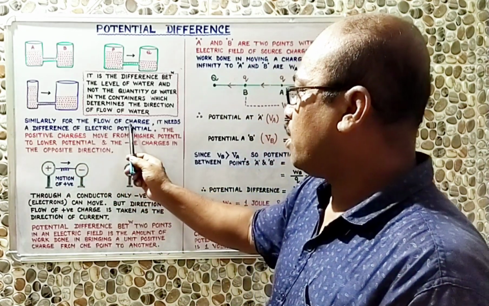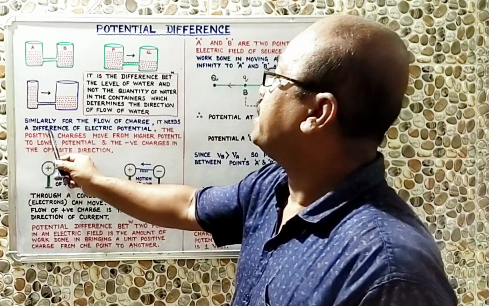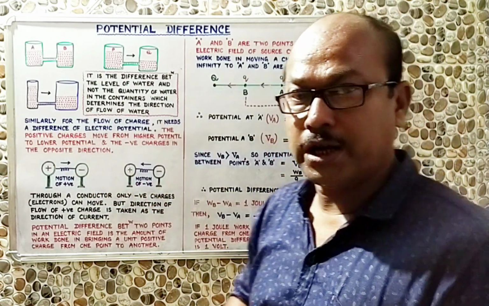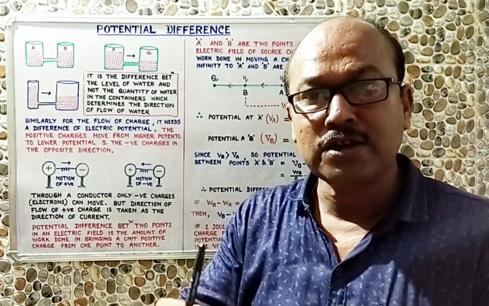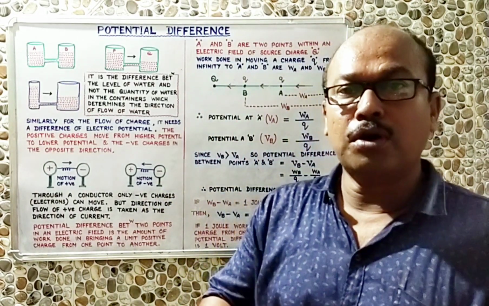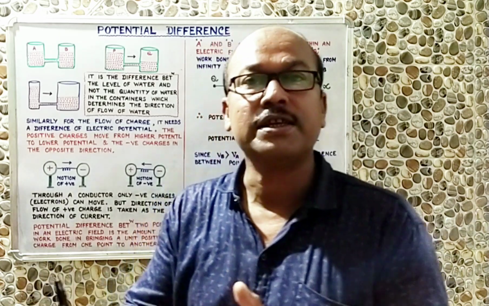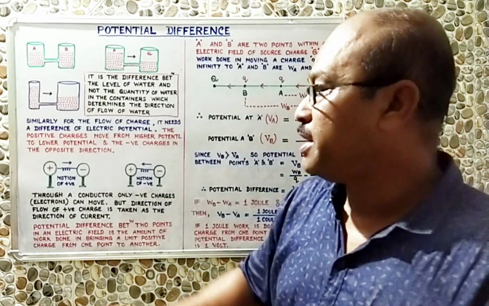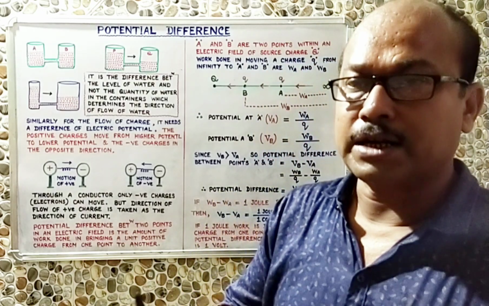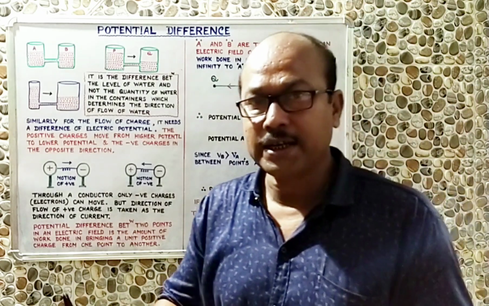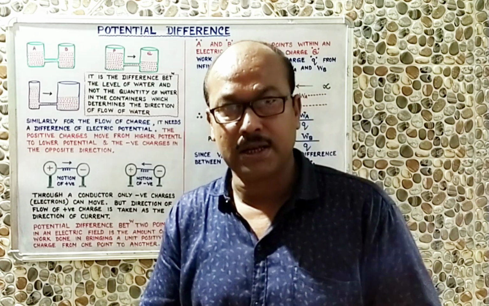Similarly, for the flow of charges, it needs a difference of electric potential. Like for flow of water, there is a difference of height. For the flow of heat, there is a difference of temperature. Similarly, for the flow of electric charge, we need a difference of electric potential. Now, what is electric potential? We have discussed in our previous class.